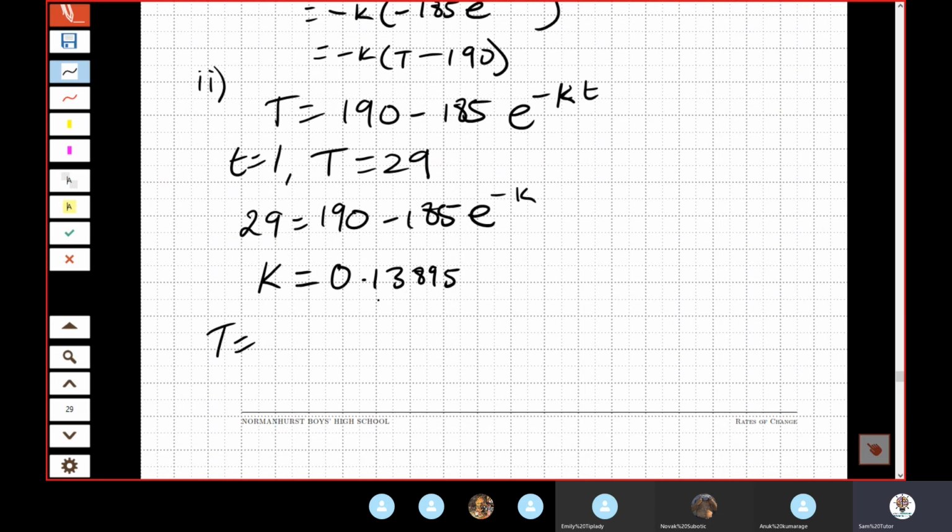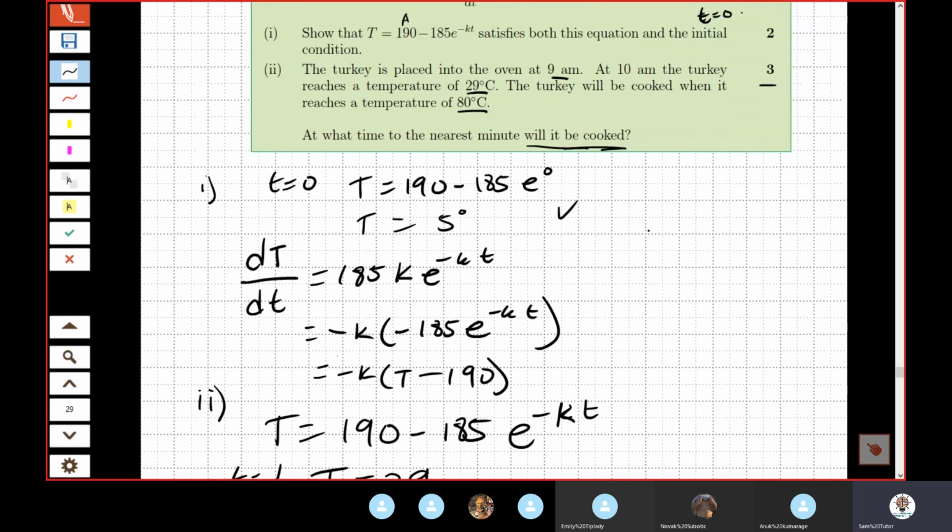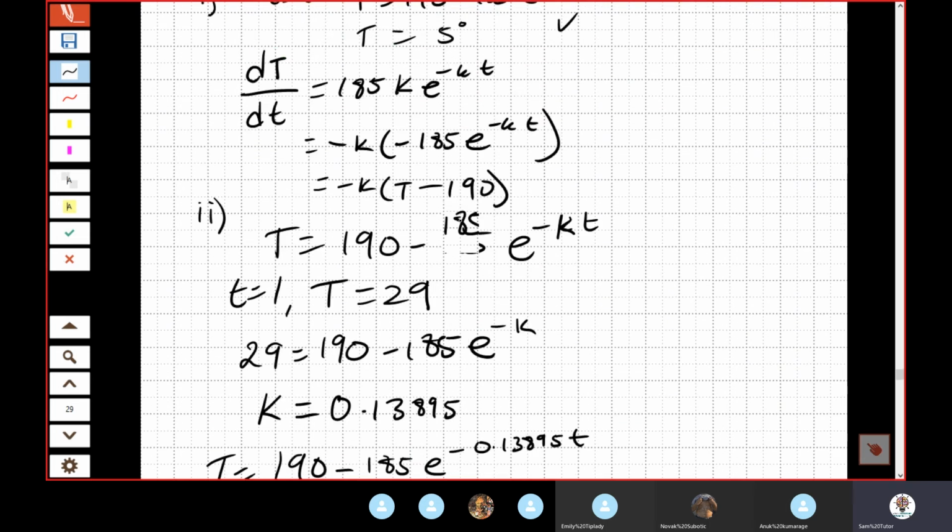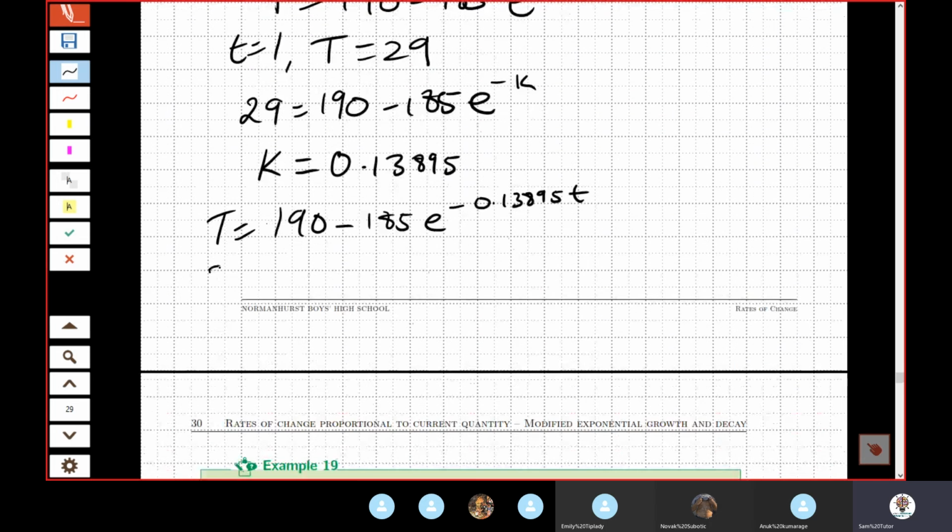So anyone having problems getting out this K value? No, we're good. All right. So then the last bit says, the turkey will be cooked when it reaches a temperature of 80. What time would that be? And see how it says nearest minute? So we're going to see this one. But anyways, reaches temperature of 80 degrees. So 80 equals 190 minus 185 e.